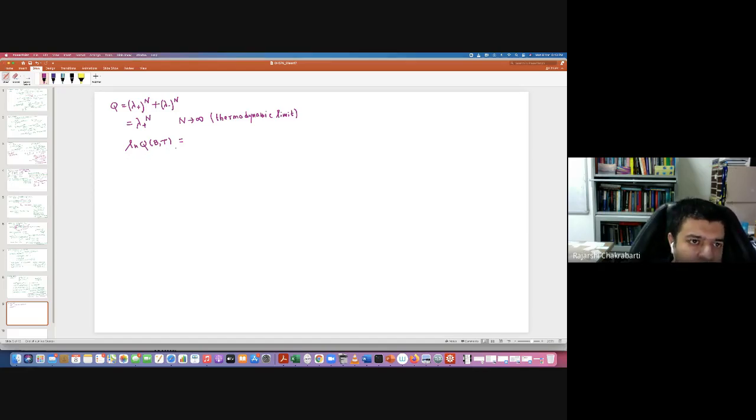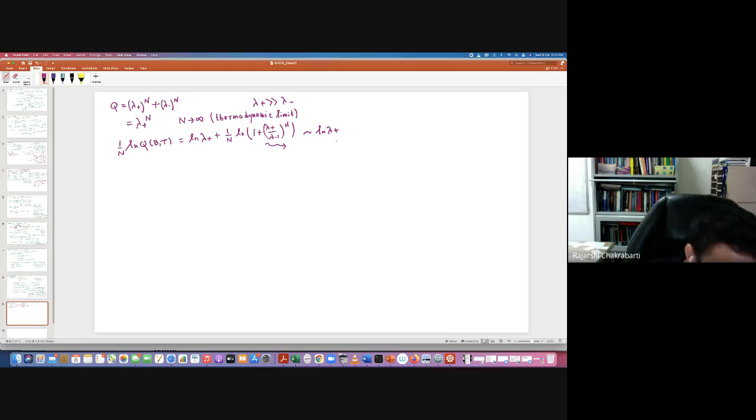So ln q, if I calculate 1 over n times ln q, you will see that this is actually ln lambda plus, plus 1 over n ln of 1 plus lambda minus over lambda plus. You can check, and lambda plus is much greater than lambda minus. So you can neglect this, and this is actually ln lambda plus. So that's why in the thermodynamic limit I can take only the first root, the largest eigenvalue. Okay, and then what will be the expression for your partition function?